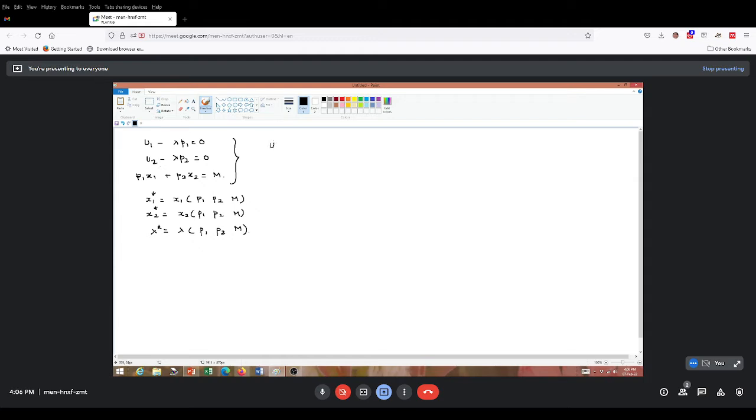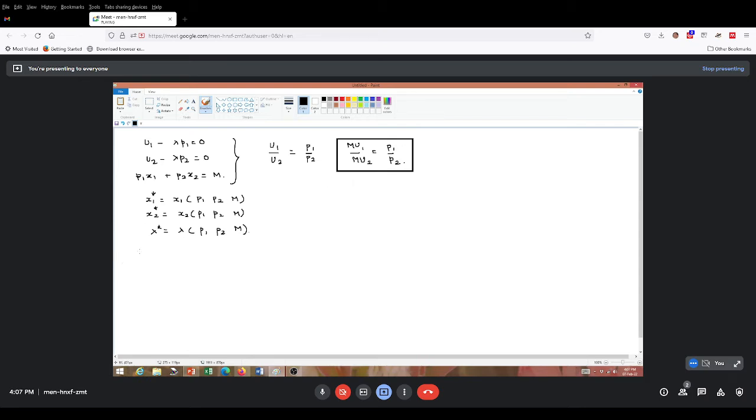Okay, and if we divide 1 by 2, we get u1 by u2, and this is p1 by p2. So this is the ratio of the marginal utilities, MU with respect to x1 over MU with respect to x2, and what we are getting is the ratio of prices. You realize that this is simply the mathematical derivation of what MD has discussed in the consumer equilibrium problem.